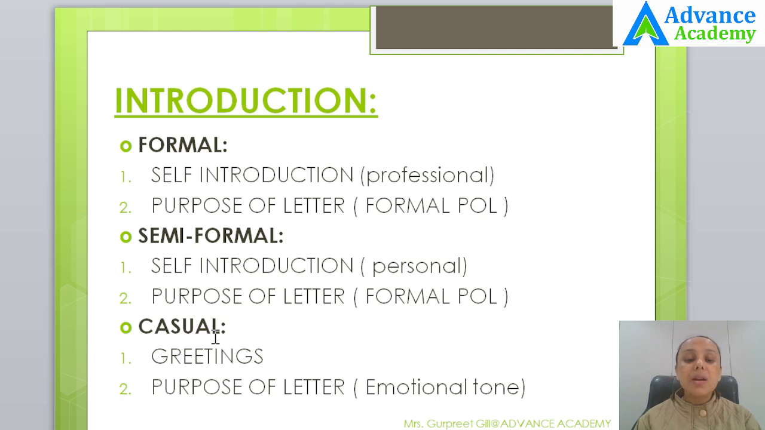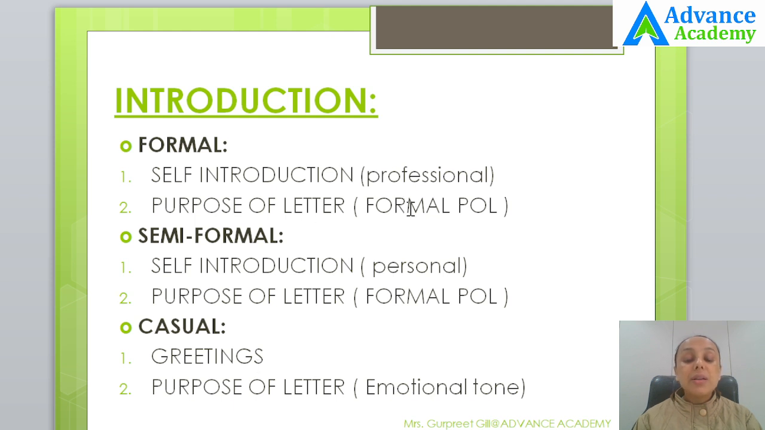So the very first paragraph, that is the introduction, always contains 2 sentences. In formal and semi-formal letters, the first sentence is your introduction and the second is your purpose. However, in casual letters, we skip the self-introduction; rather, we write the greetings and then we write the purpose of the letter.